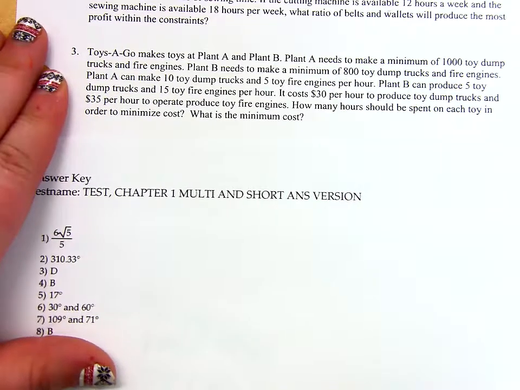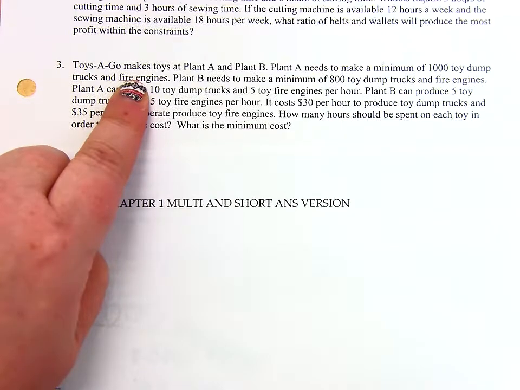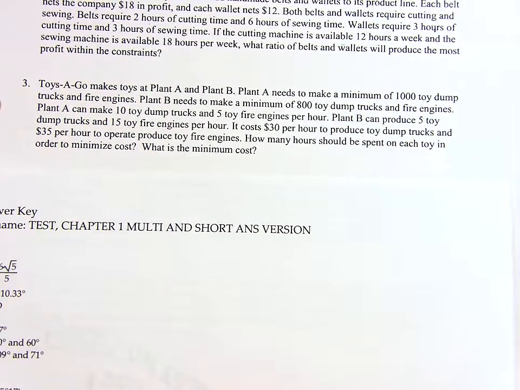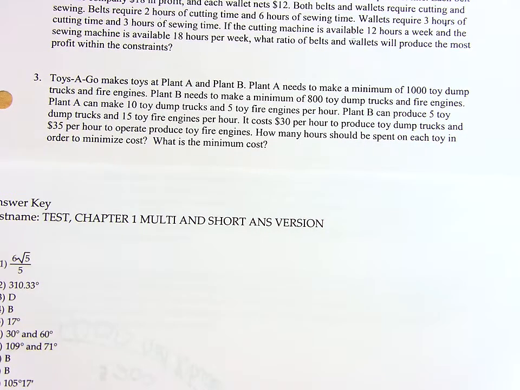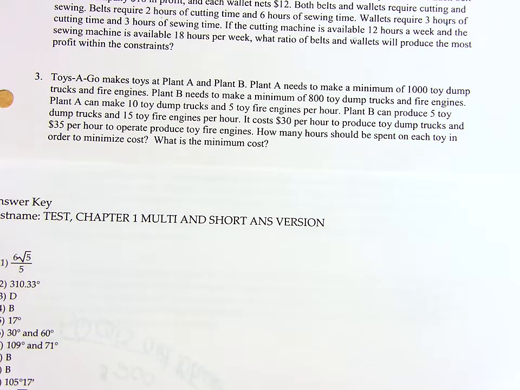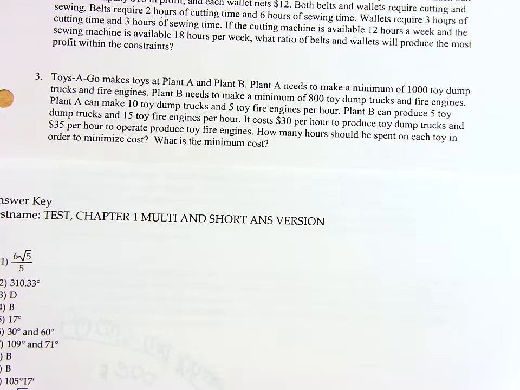So, linear programming problem number 3. Let's read and see if we can understand. Toys A Go makes toys at Plant A and Plant B. Plant A needs to make a minimum of 1,000 toy dump trucks and fire engines. Plant B needs to make a minimum of 800 toy dump trucks and fire engines.